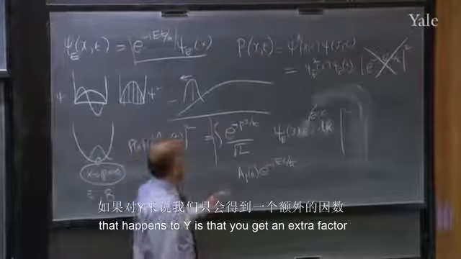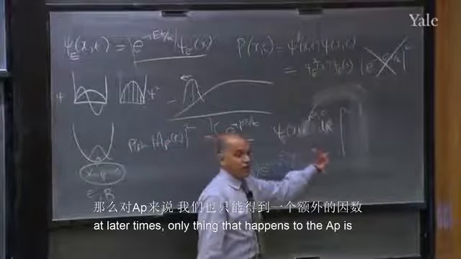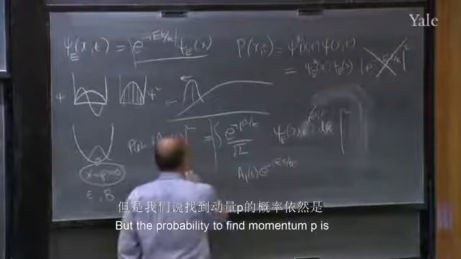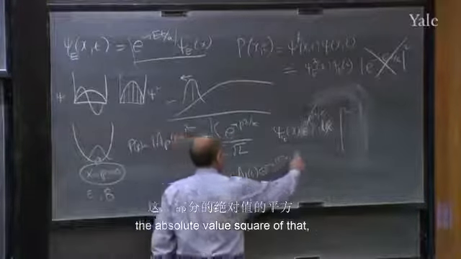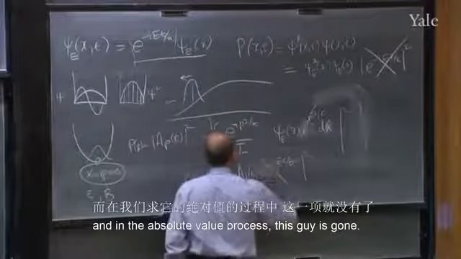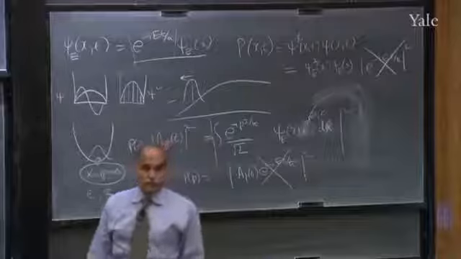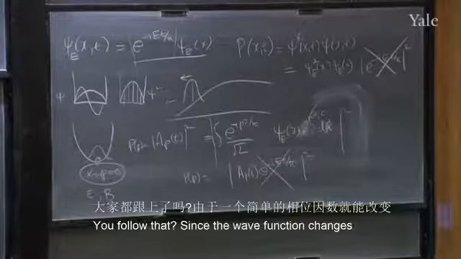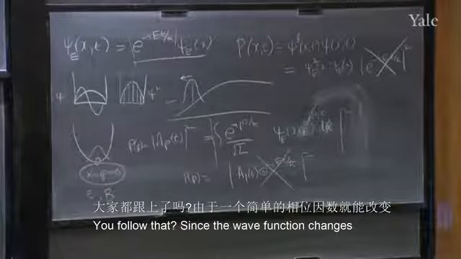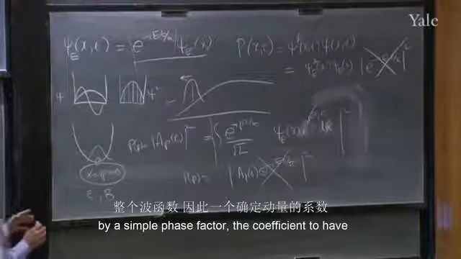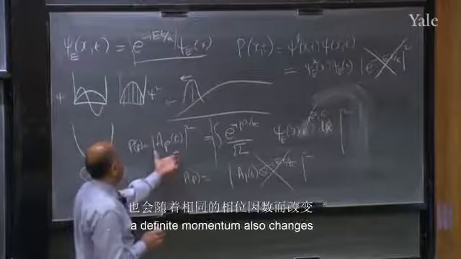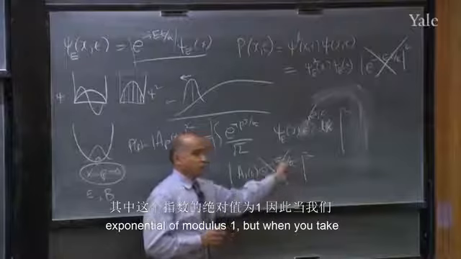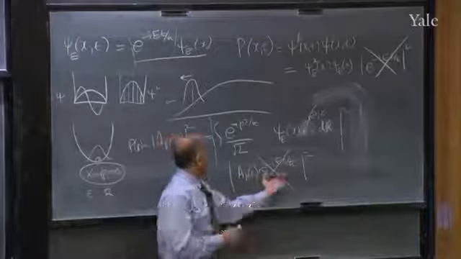If the only thing that happens to psi is that you get this extra factor at later times, the only thing that happens to the A sub p is that it gets the extra factor at later times. But the probability to find momentum p is the absolute value square of that, and in the absolute value process, this guy is gone. You follow that? Since the wave function changes by a simple phase factor, the coefficient to have a definite momentum also changes by the same phase factor. This is called a phase factor, exponential of modulus 1. But when you take the absolute value, that guy doesn't do anything.